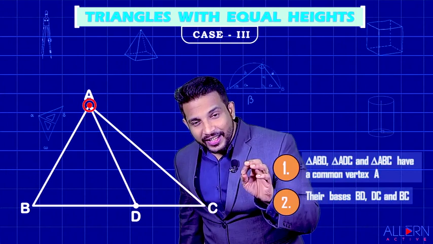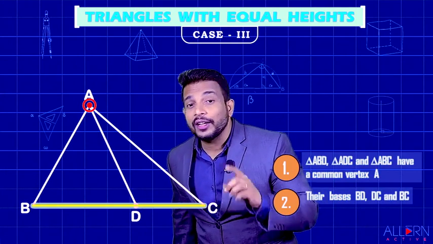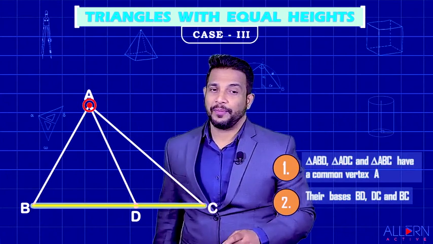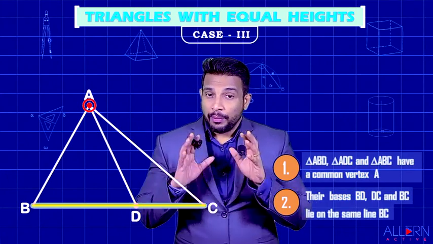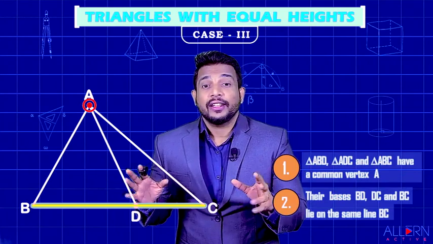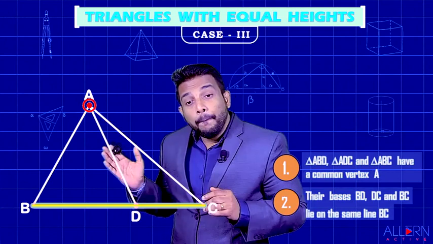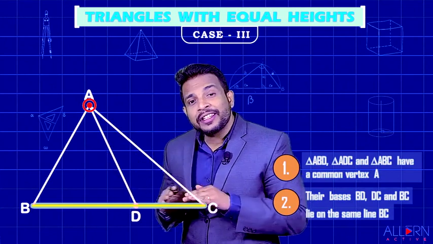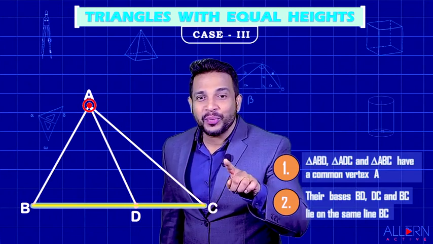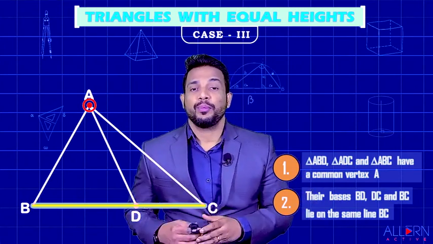These are the 2 reasons which we are writing, because of which the triangles have equal heights. So that is what we write here. Remember what we learned here: all the 3 triangles have equal height. There are 2 reasons to it, because they have a common vertex and their bases lie on the same line. In such a situation, we can say that all the 3 triangles have equal heights. Now this is the most important one. Let's understand this in detail.